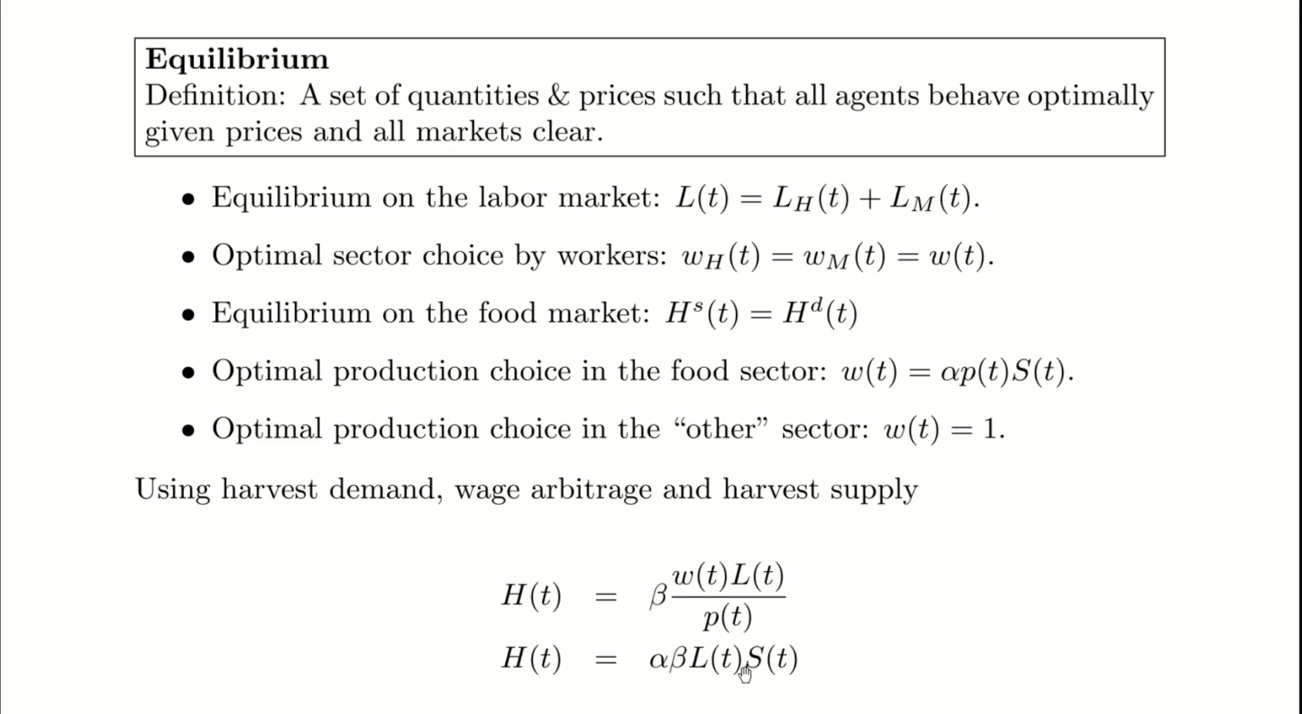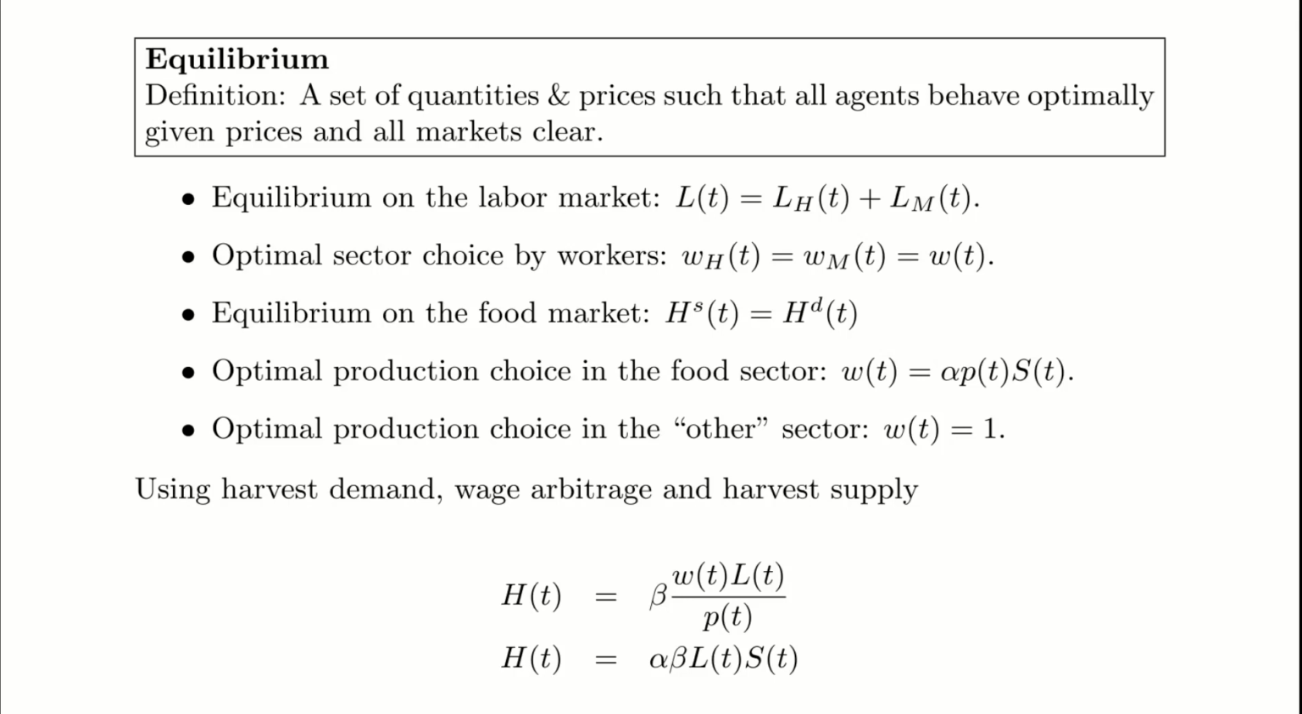We may qualify this model as a general equilibrium model, since all markets are modeled explicitly and must balance with each other. The formal definition of the equilibrium is a set of quantities and prices such that all agents behave optimally given prices and all markets clear. In practice, it implies this set of conditions that we have already used for the most part. Equilibrium on the labor market, optimal sector choice, i.e. arbitrage on the labor market.